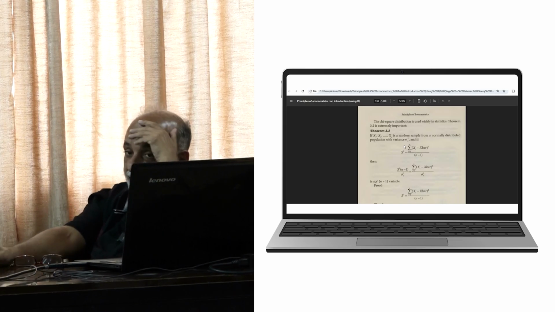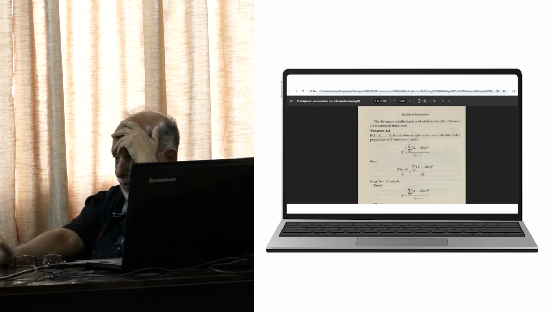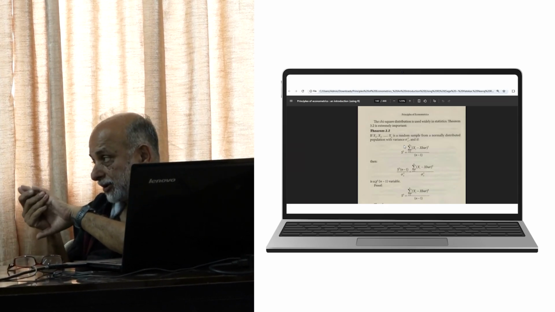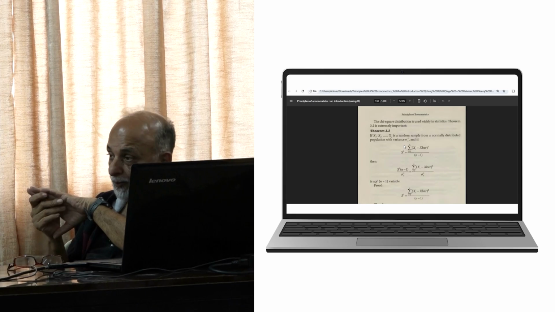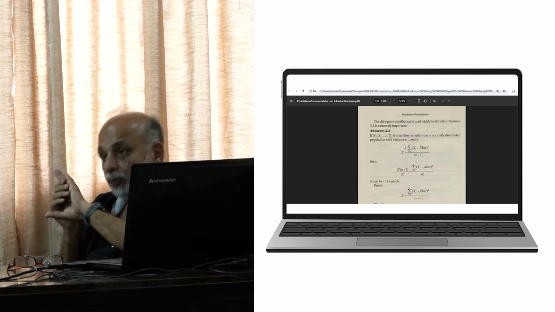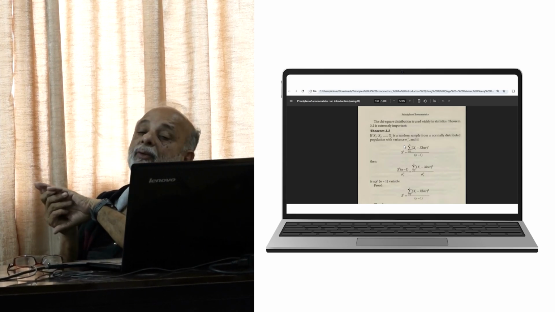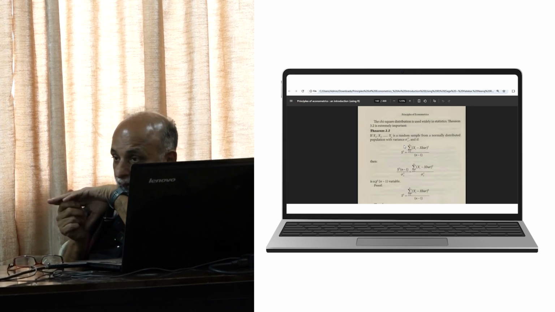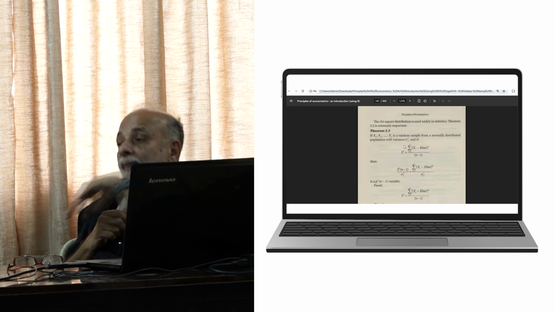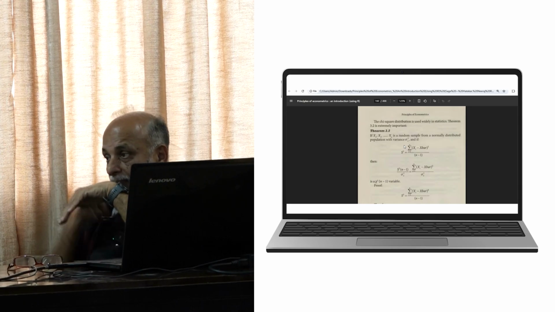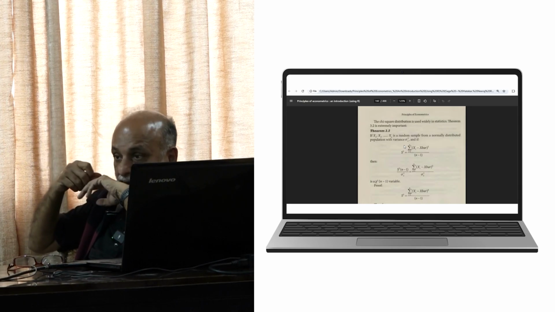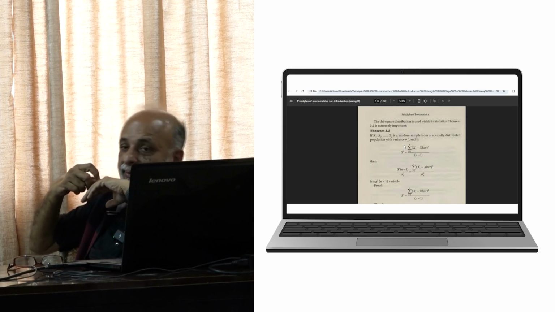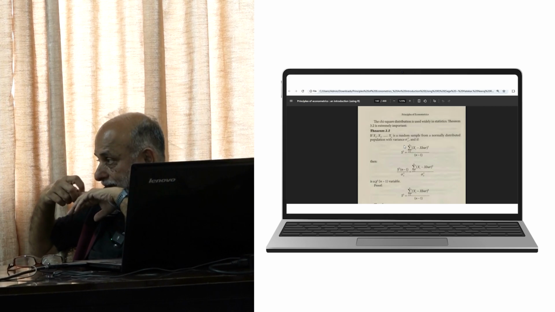It says that if you have a random sample of size n from a population, it doesn't say what population, and the population variance sigma square is known, then you calculate the sample variance. Take the sample variance, divide it by the population variance, and multiply by n minus 1. Then the resultant follows a chi-square distribution with n minus 1 degrees of freedom.